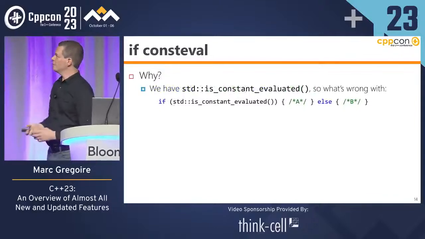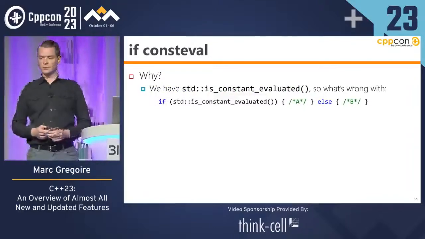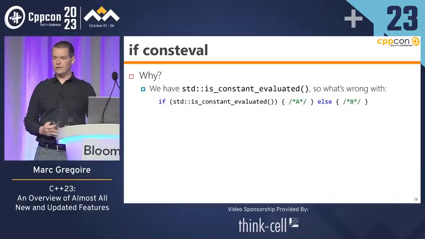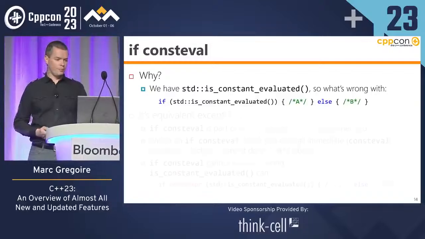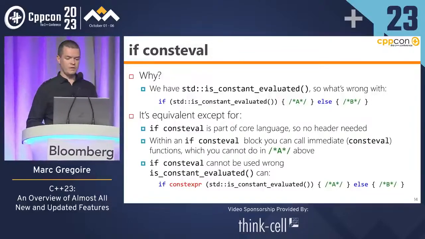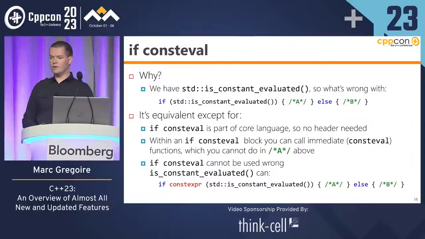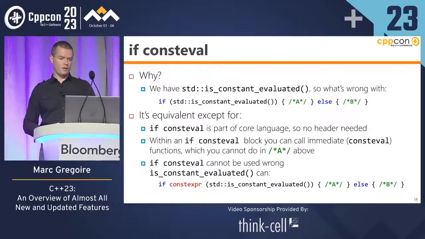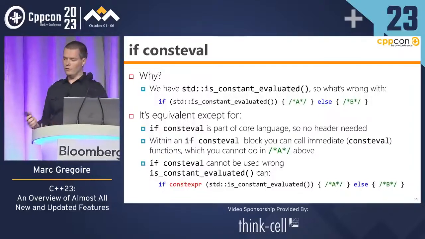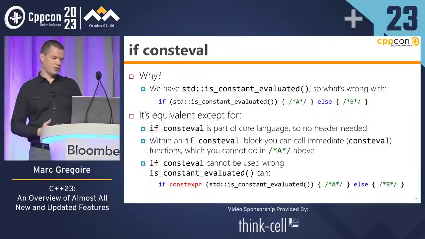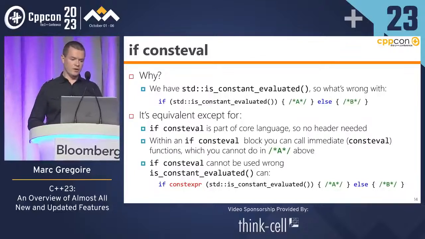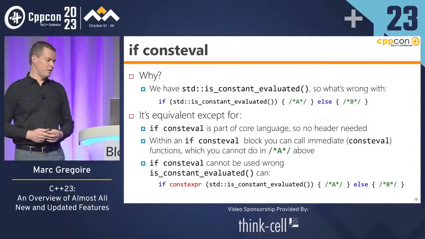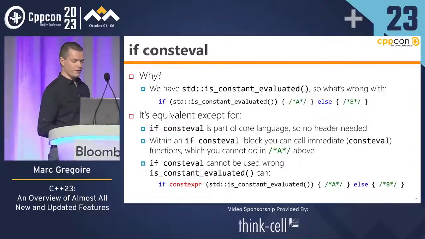So why do we have this? Because we already have a function in the standard library called isConstantEvaluated. So what is wrong if you write if isConstantEvaluated A, otherwise B? Not much. It's actually almost equivalent. If consteval is part of the core language, you don't need to include any header files or any modules. Within an if consteval block, you can call other consteval functions, which is not possible if you use isConstantEvaluated. And maybe more importantly, if consteval cannot be used wrongly, while if isConstantEvaluated can.